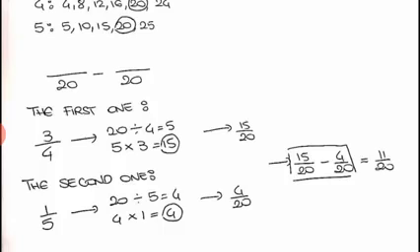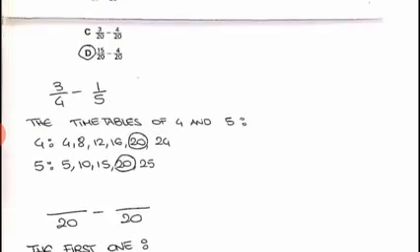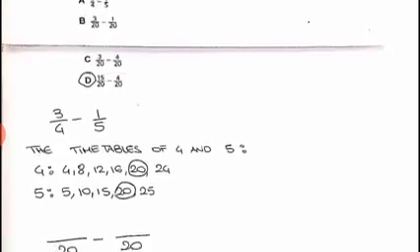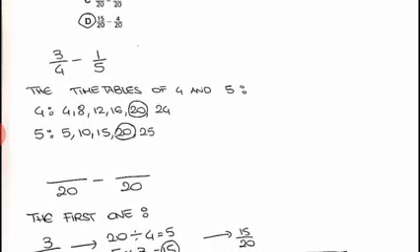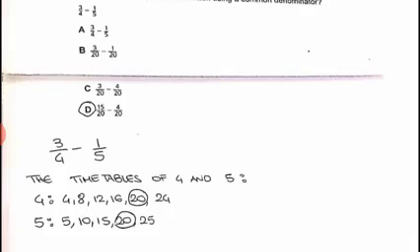So our problem rewritten is 15 over 20 minus 4 over 20, equals 15 minus 4 equals 11, 20 remains the same. So the answer is 15 over 20 minus 4 over 20. That is D.